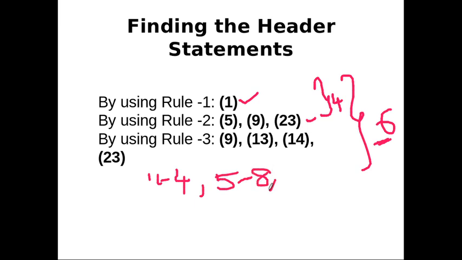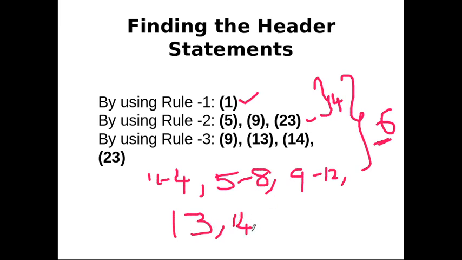Second block. And 9 to, after 9 the next leader is 13, and the statement before 13 is 12. Good, 9 to 12. And the next one is 13, and the next header is 14. 14 minus 1 is 13, nothing but 13 itself. 13 to 13, nothing but 13 itself.